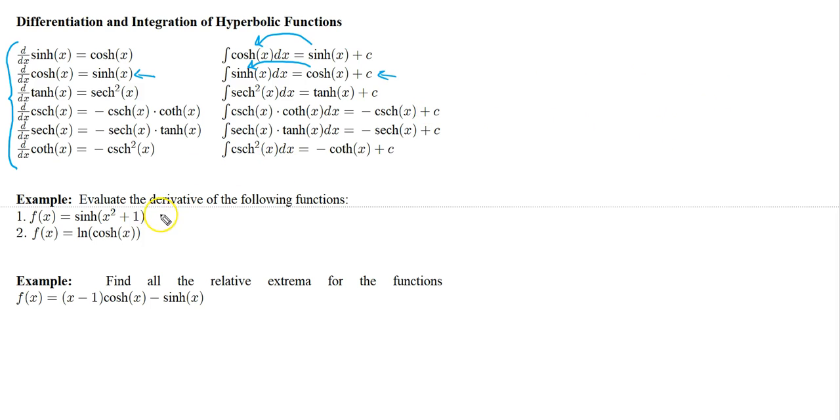So let's just start by evaluating some derivatives. Let's evaluate the derivatives of these functions. The first one we want to differentiate is the sinh of x squared plus 1. Well, what we're going to have to do here is use the chain rule, because the x squared plus 1 right here does not match up with what we're differentiating with respect to, so we have to use the chain rule.